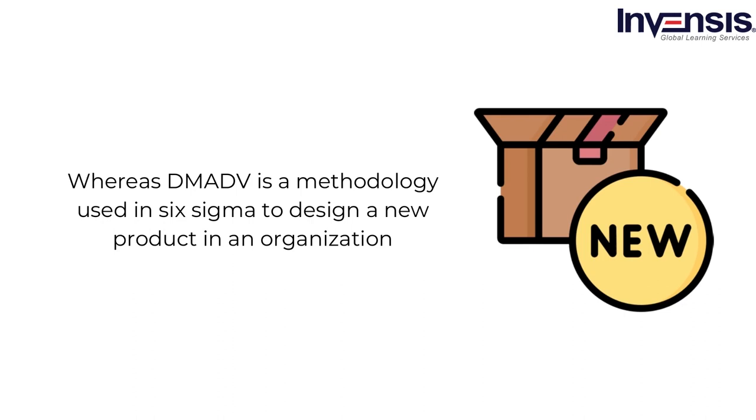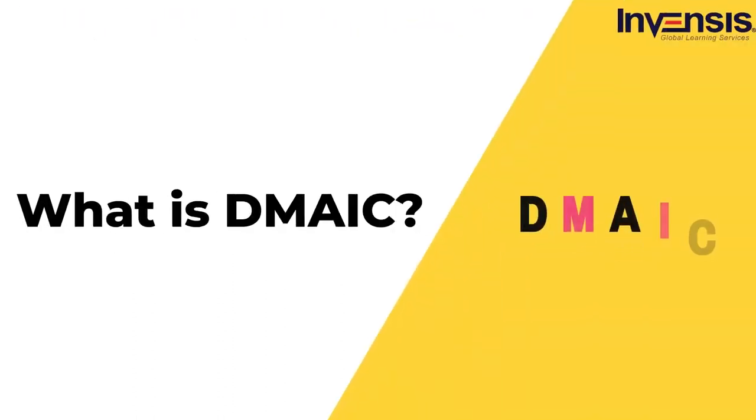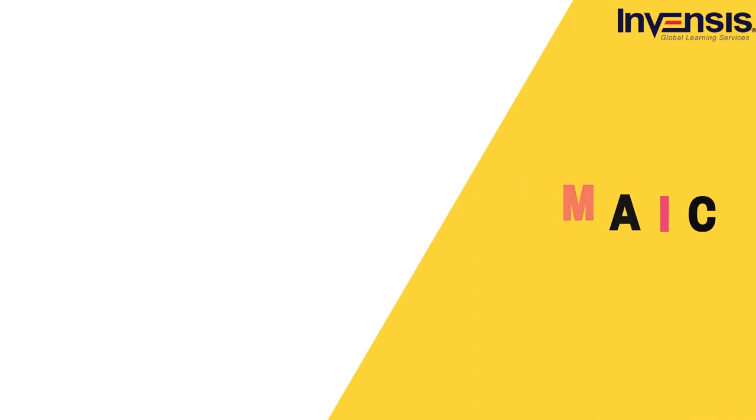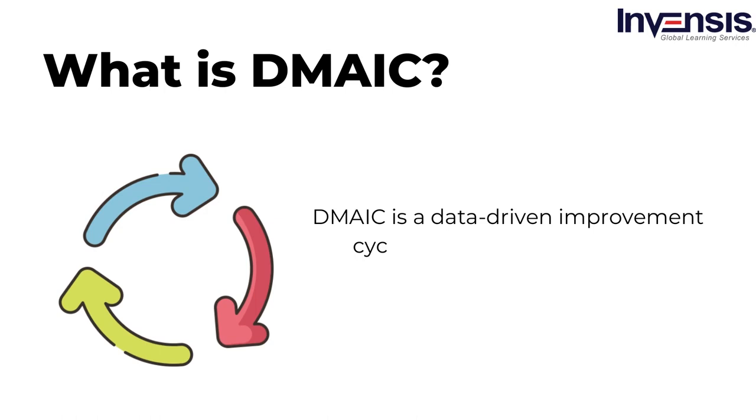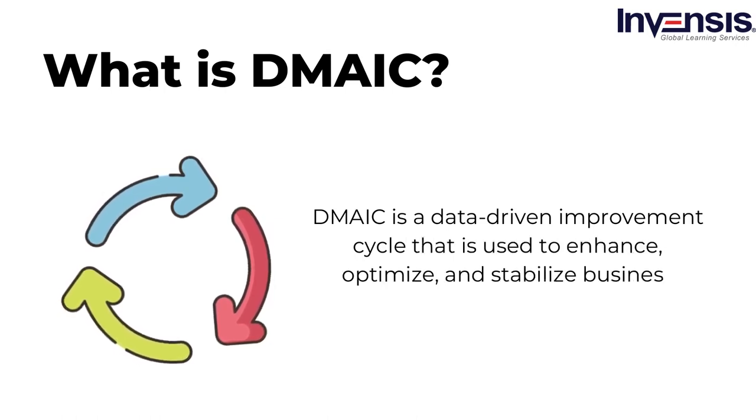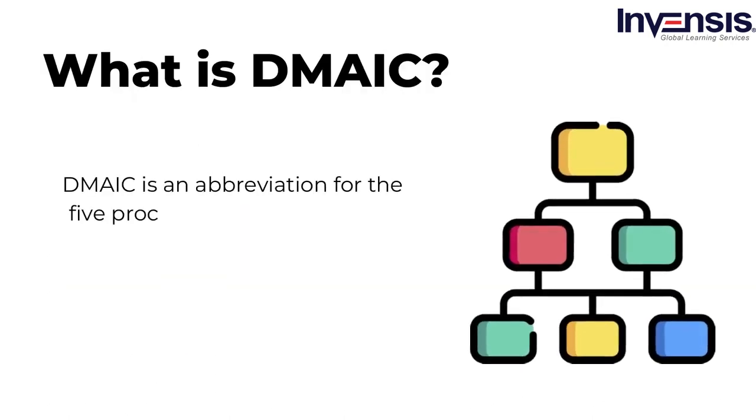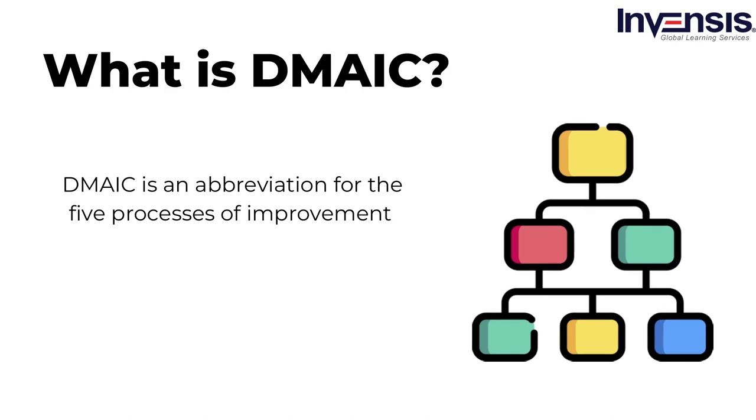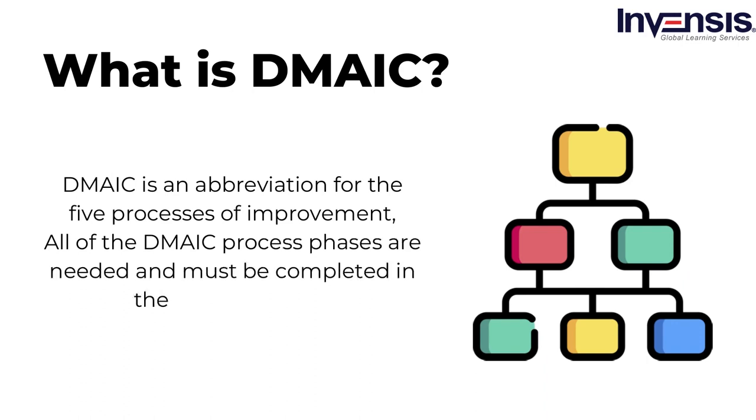Till now, we have seen the methodologies in Six Sigma. Now, let us start with DMAIC in detail. What is DMAIC? DMAIC is a data-driven improvement cycle used to enhance, optimize, and stabilize business processes and designs. The DMAIC improvement cycle is the primary instrument for driving Six Sigma initiatives. DMAIC, on the other hand, is not limited to Six Sigma and may be utilized as a foundation for various types of improvement applications. DMAIC is an abbreviation for the 5 improvement processes: define, measure, analyze, improve, and control. All of the DMAIC process phases are needed and must be completed in the specified order.